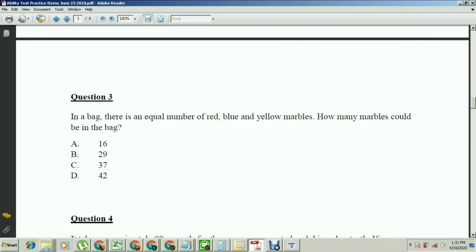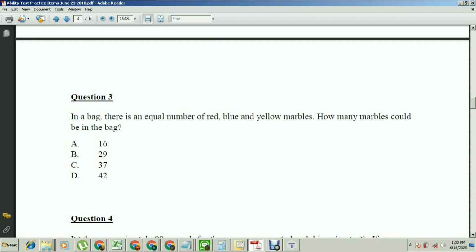So what do we know? We know that they are red, they are blue, and they are yellow marbles. We don't know how many red marbles, we don't know how many blue marbles, we don't know how many yellow marbles. However, we know that all three of them have an equal amount of marbles. So how do we approach this question?